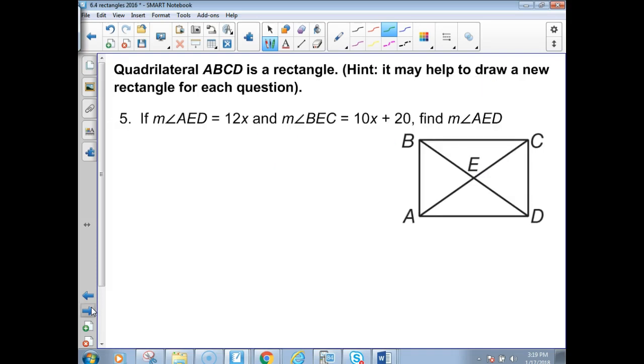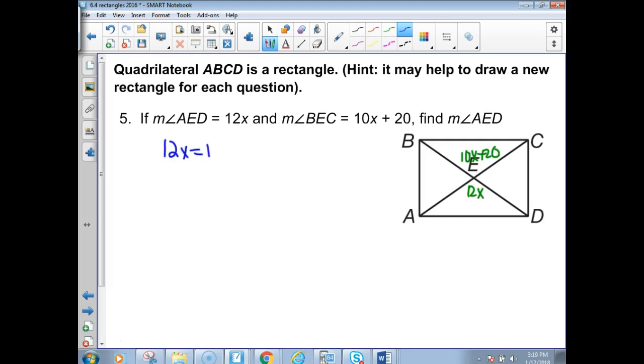Okay, and then 5. It's got its own picture. Angle AED is 12x. Wait, where's AED? AED, right there. And angle BEC is 10x plus 20. What do we know about those angles? I hope so. If you don't know those are vertical angles, oh lordy, we've been talking about those so many times. Those are vertical angles and they are congruent.